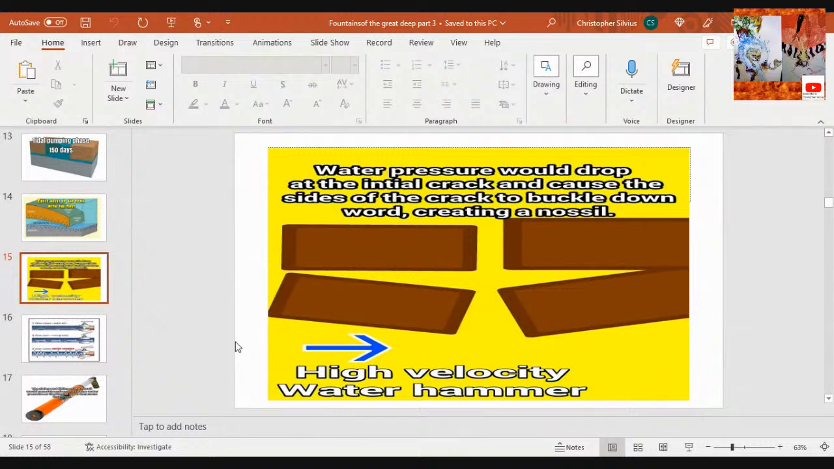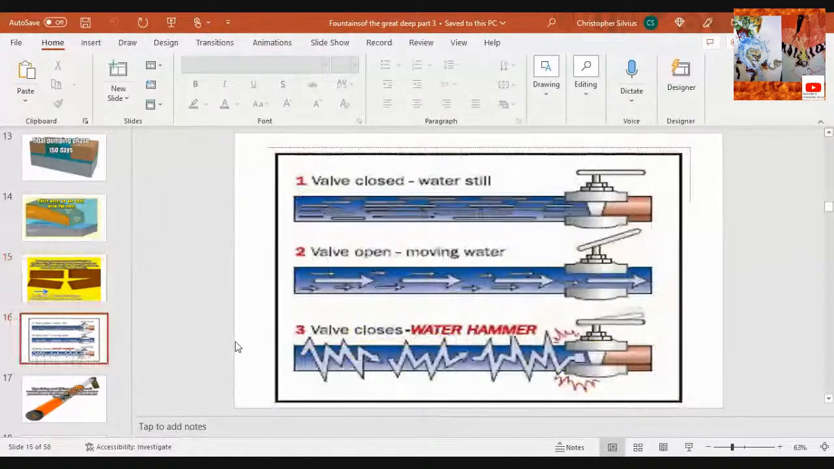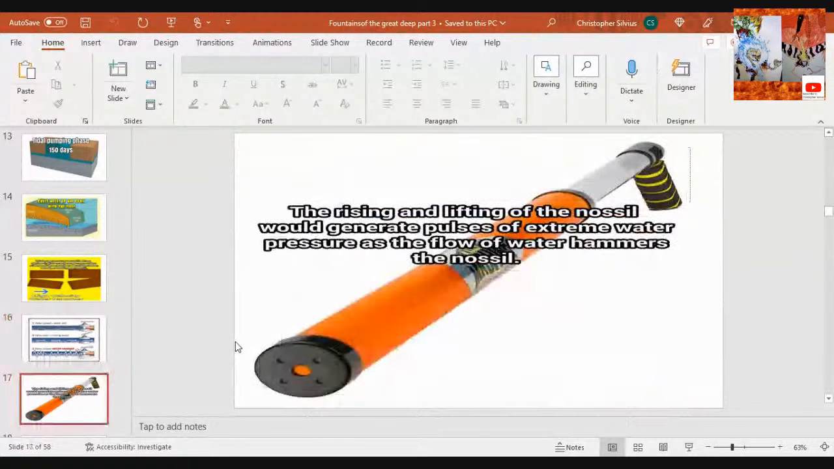The entire ceiling of the subterranean chambers is coming down, especially at these points where the rupture happens. Two walls just collapsing down. And then the water moving in is suddenly decelerated, creating a water hammer. And then that would create massive earthquakes.